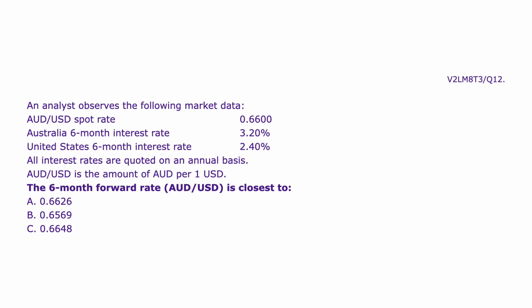An analyst observes the following market data. AUD/USD spot rate 0.6600. Australia 6-month interest rate 3.20%. United States 6-month interest rate 2.40%. All interest rates are quoted on an annual basis. AUD/USD is the amount of AUD per 1 USD. The 6-month forward rate, AUD/USD, is closest to A. 0.6626, B. 0.6569, C. 0.6648.